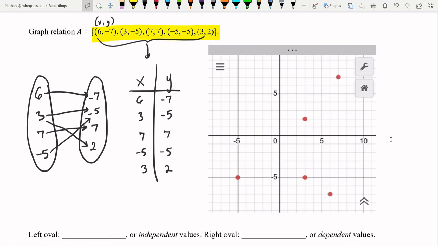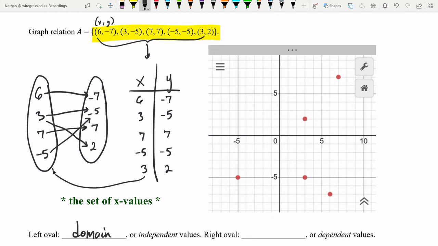Now, each one of these shows different ways of thinking about a relation. With this first relation here, this first graph, these values, this first balloon, 6, 3, 7, and -5, this is the domain of the relation, or it's all the independent values that the relation runs through. It's the same thing as the x values, you just don't allow repetition.